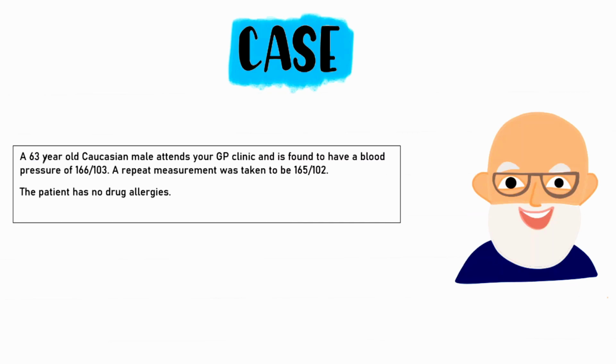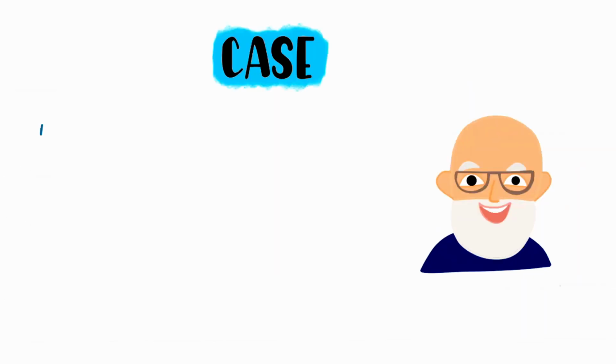In order to understand how to approach this scenario, let's have a look at an example case. So here we have a 63-year-old Caucasian male that comes to your GP clinic and is found to have a blood pressure of 166 over 103 millimeters of mercury. Then a repeat measurement was later collected as 165 over 102 millimeters of mercury. The patient also has no drug allergies. So what would be the first line of investigation and the management for this patient?